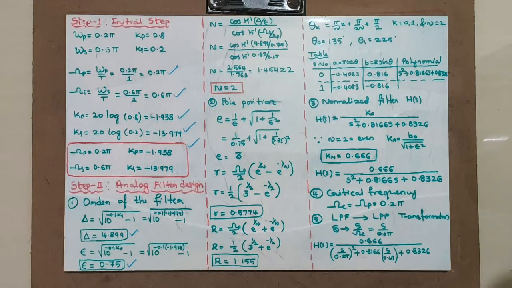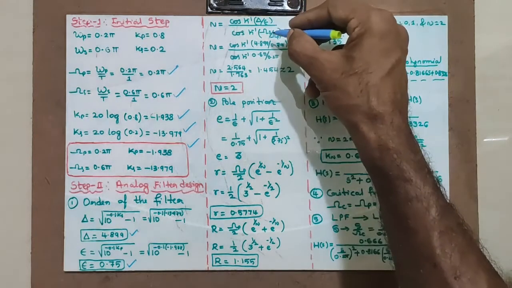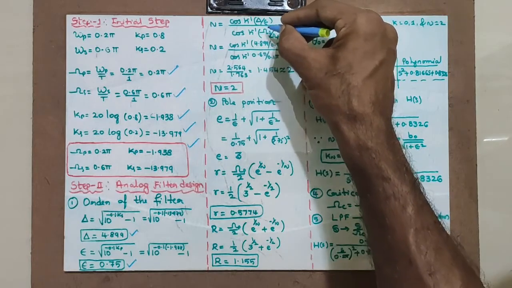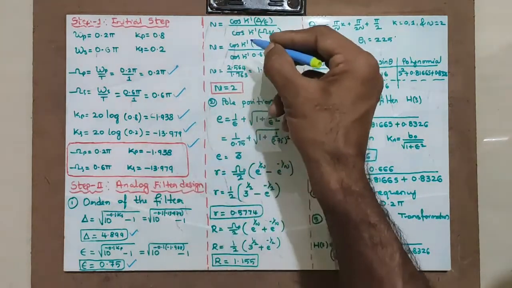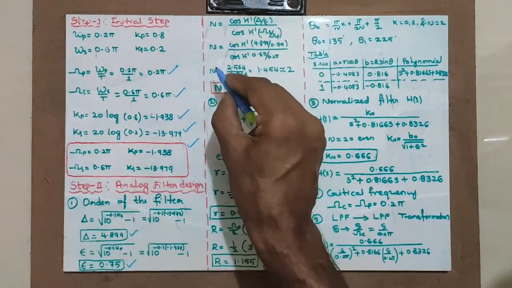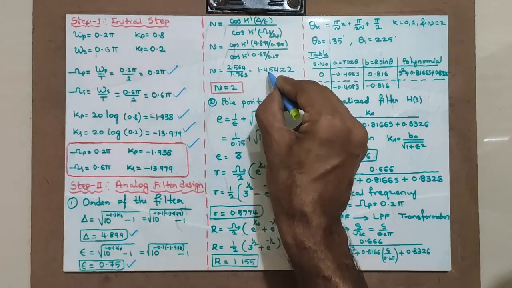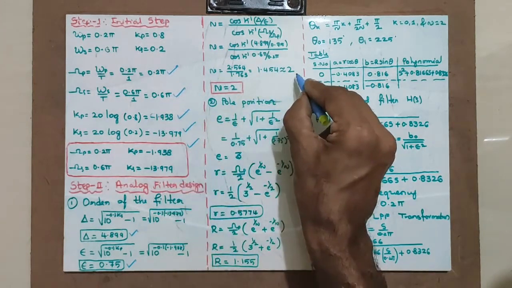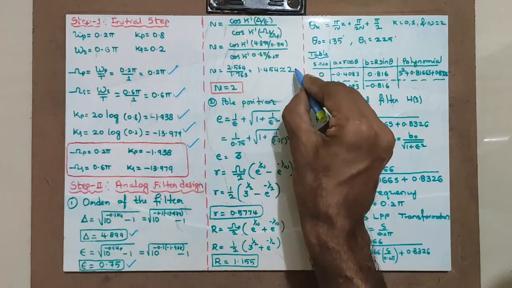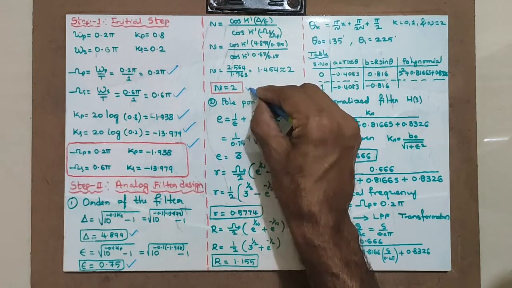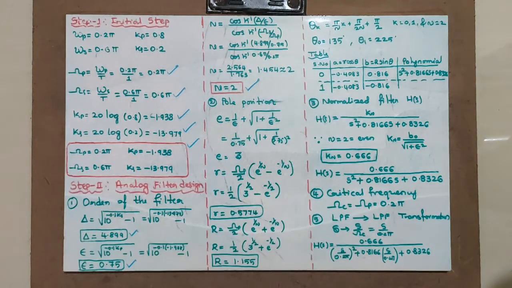Okay. Now, the order of the filter is cosh inverse of delta by epsilon divided by cosh inverse of omega s divided by omega p. Please note that it is omega s divided by omega p. If you apply all this, you will get n value as 1.454, which you have to round off to the next higher value, 2. The result is n equal to 2.